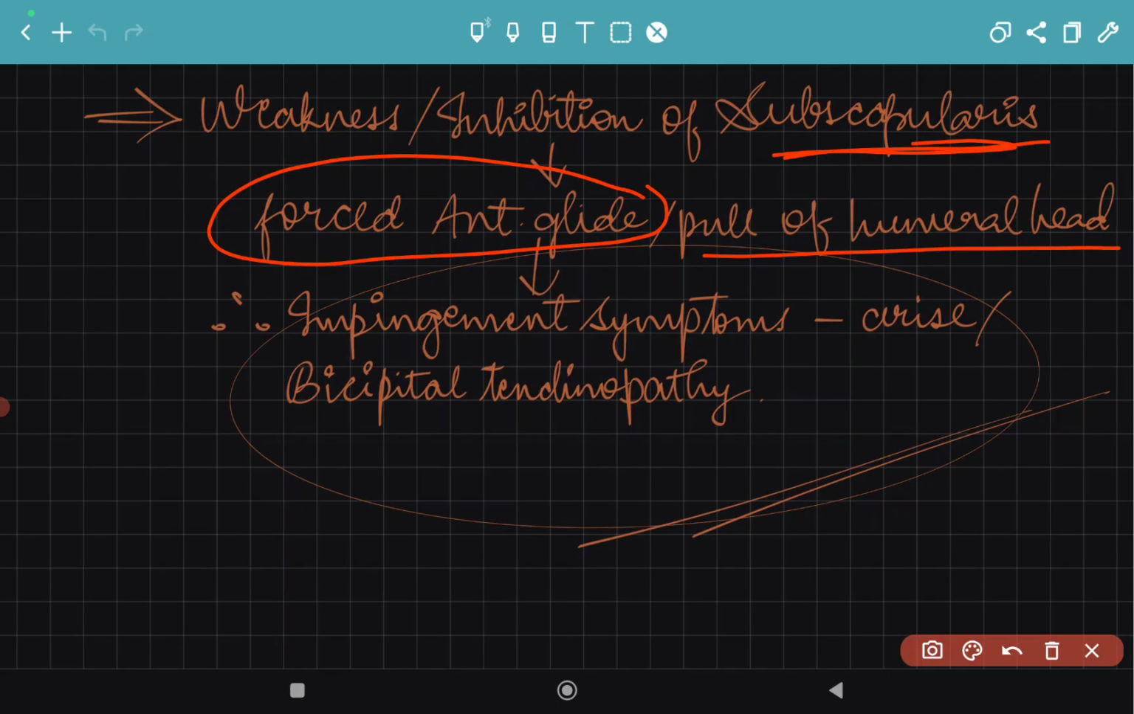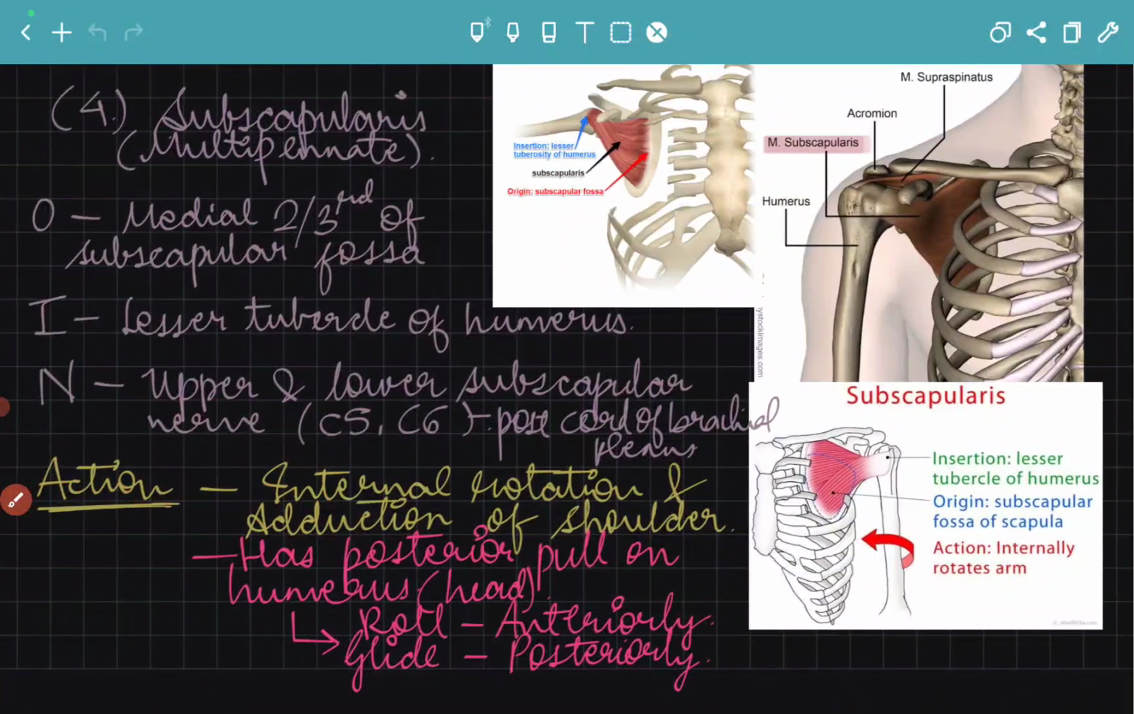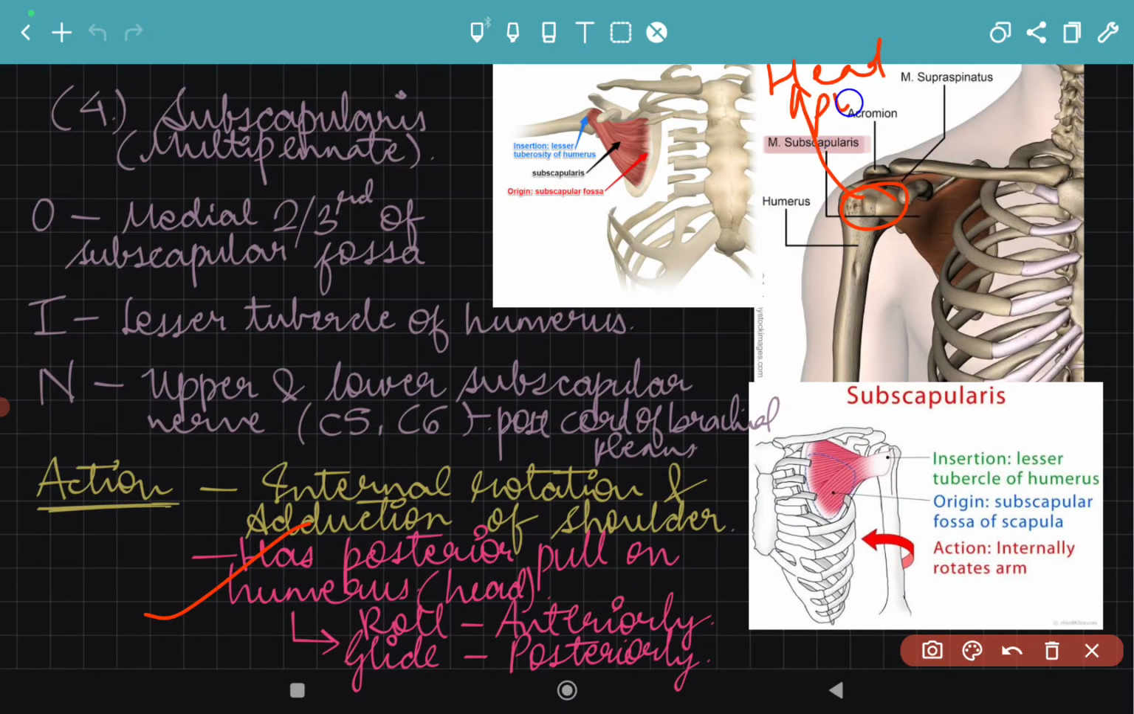So because of this opposite movement, naturally the movement should be posterior pull. We saw this over here that it should have posterior pull. It naturally has posterior pull on the humeral head. That is, the humeral head glides posteriorly, and there will be anterior rolling. So we have this internal rotation that way.